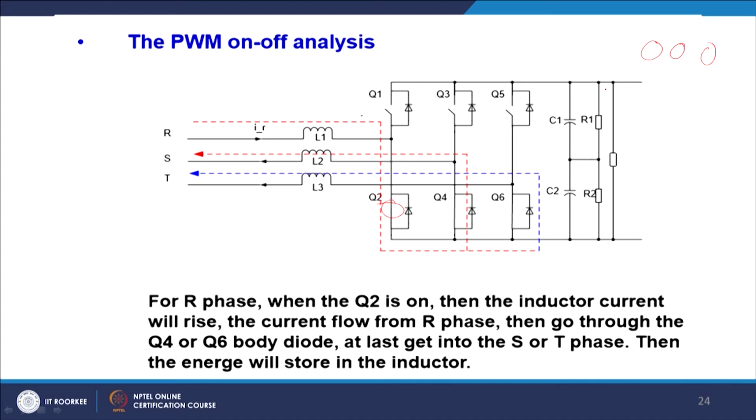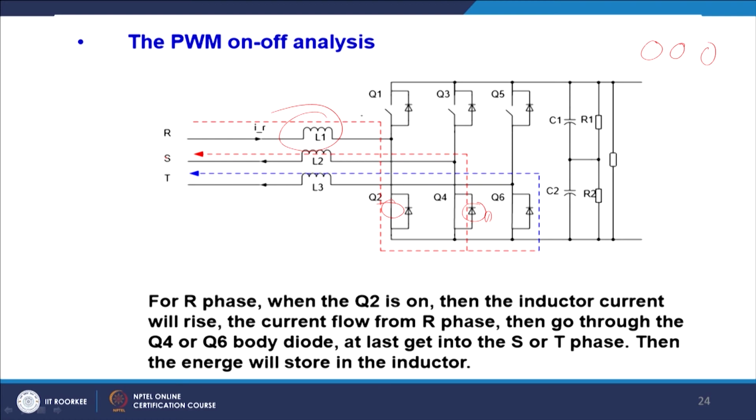You can see that depending on the direction of the current, because IA plus IB plus IC should be equal to 0, assuming that IA enters, it will go back through the diodes D4 and D6. And ultimately what happens, since you have shorted the voltage, there will be a ramp up of the current.